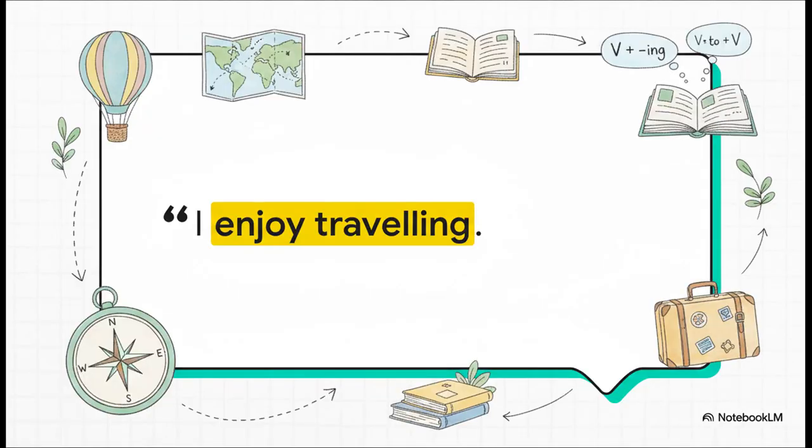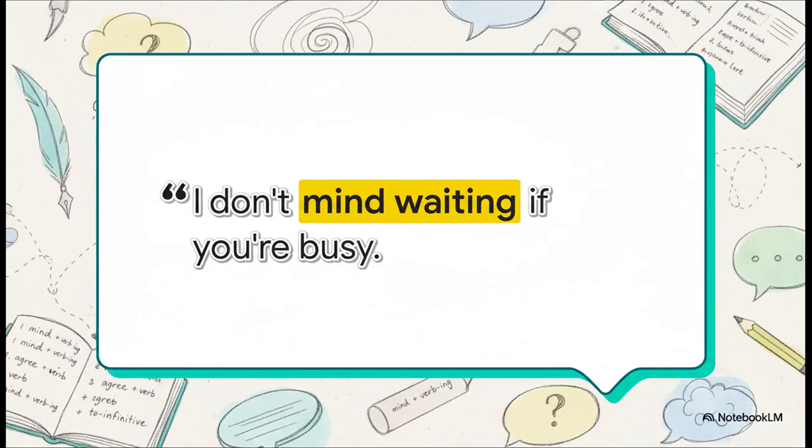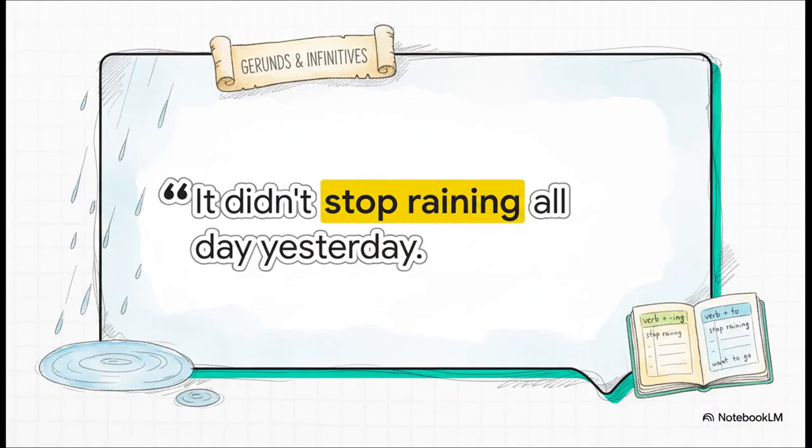Here's a perfect example. Our first verb is enjoy, so the next verb, travel, gets that ing at the end. It becomes traveling. I enjoy traveling. And here's another one. The verb is mind, as in I don't mind, so we use waiting. I don't mind waiting. It just sounds right, doesn't it? Check this one out. The first verb here is stop, so the next one is raining. It means the rain just kept going and going all day.